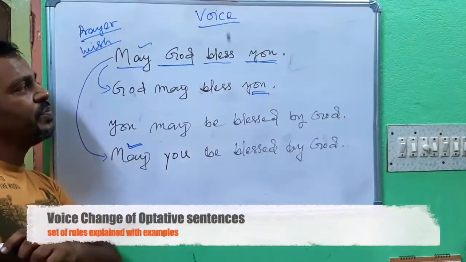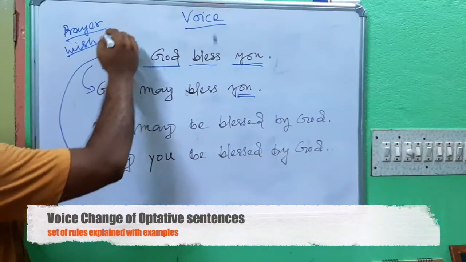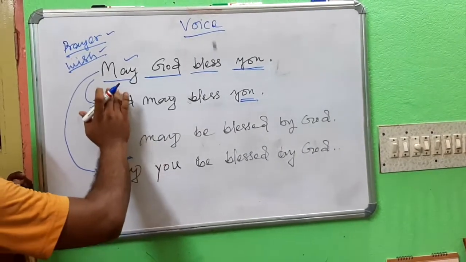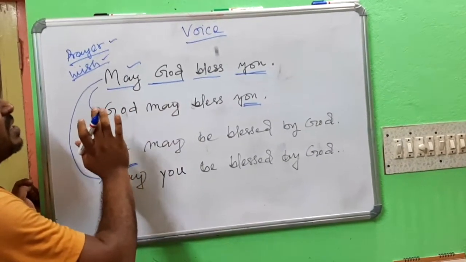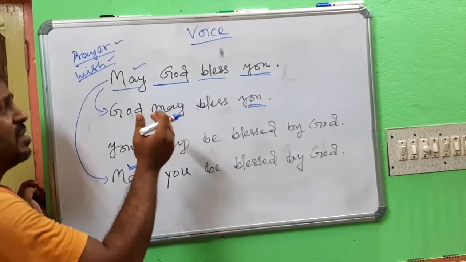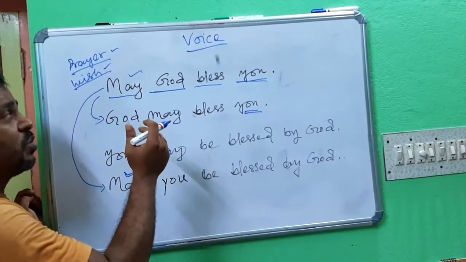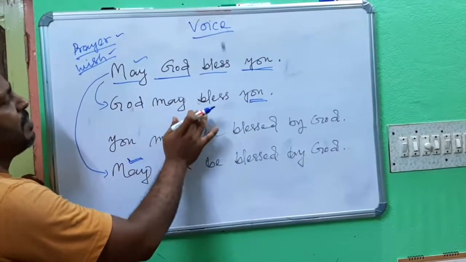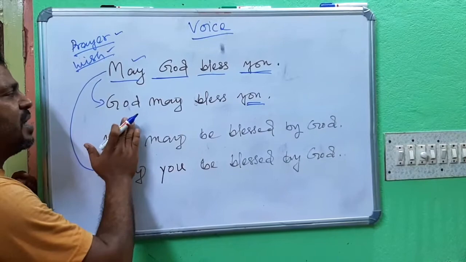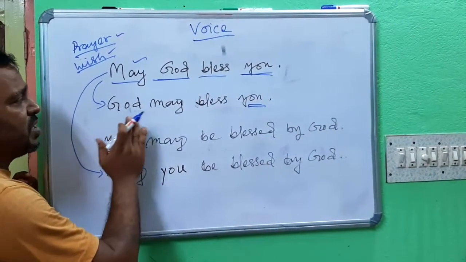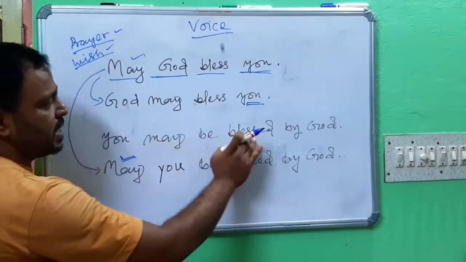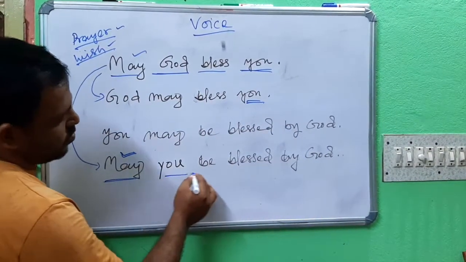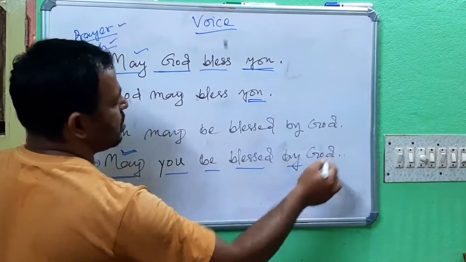May God bless you. An optative sentence denotes prayer or wish. Here the sentence may God bless you clearly indicates that it is a prayer for someone, but it is someone who prays to God. That means the sentence can be changed very easily: You may be blessed by God. So the sentence is to be used: may you be blessed by God.